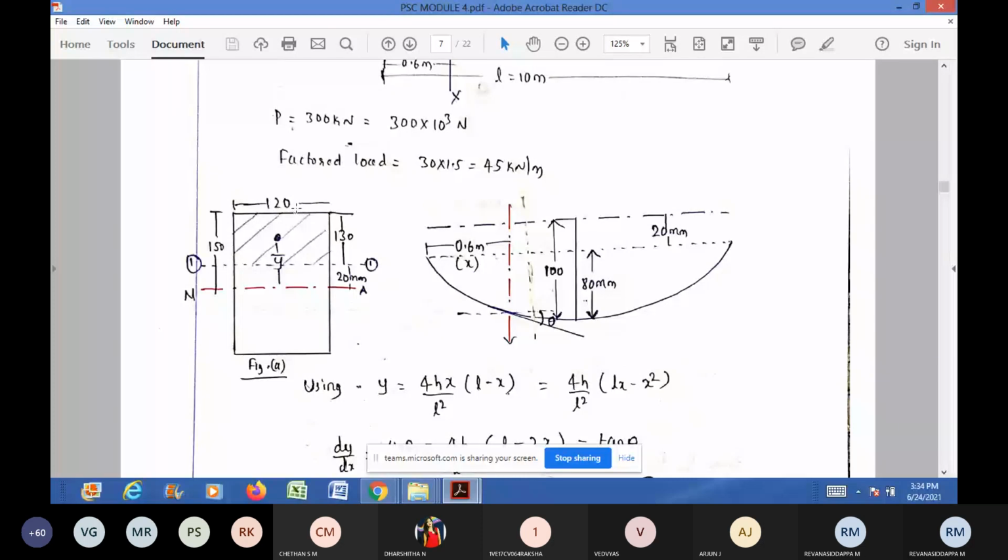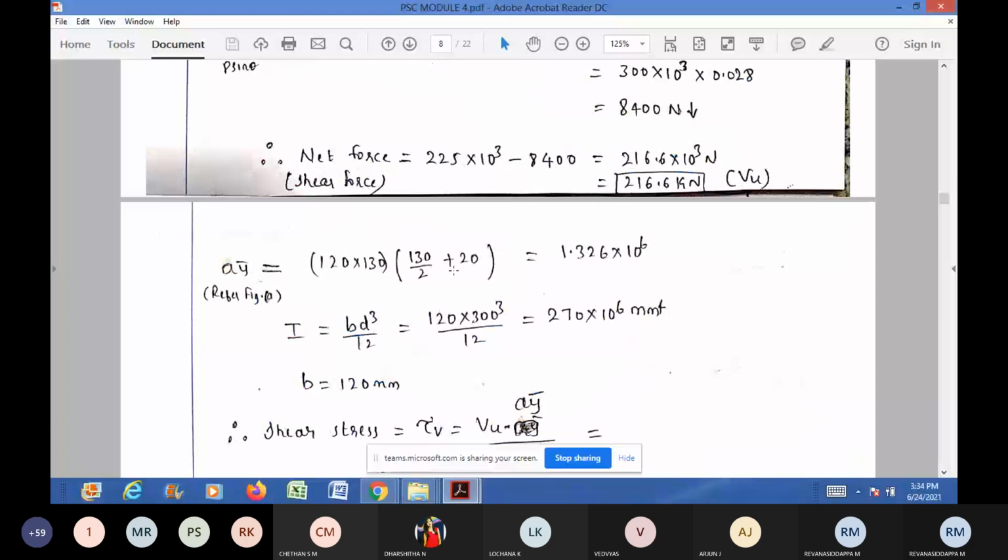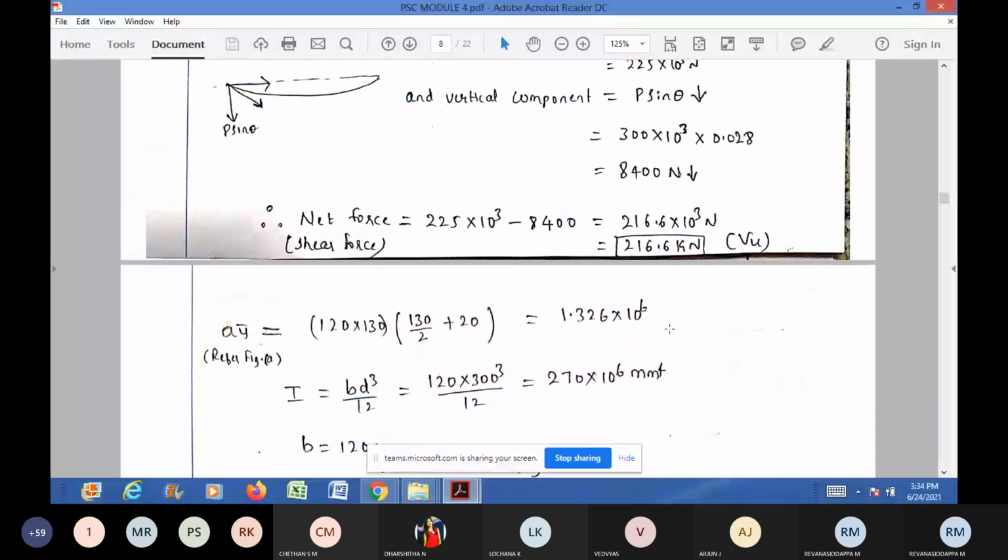What about the perpendicular distance, meaning the distance of the centroid of the shaded portion from the neutral axis? How much is it? 130 by 2, sir. That's it. See, you are taking moment about the neutral axis, so plus 20 you need to do. So 130 divided by 2 plus 20 will be the y bar value, meaning the perpendicular distance. So 120 into 130, into 130 divided by 2 plus 20. Check the answer. It is 1.326 into 10 power 6 mm cube.